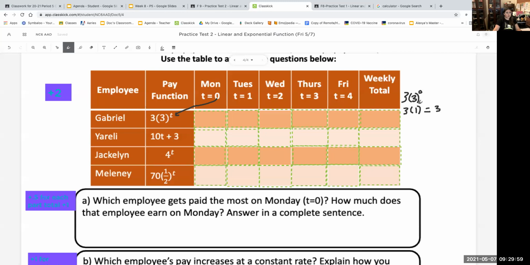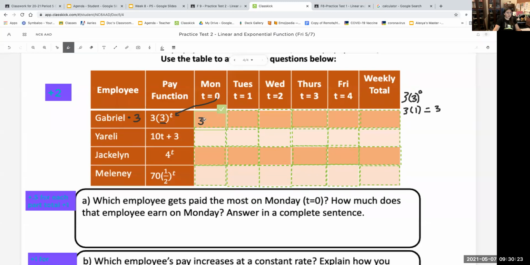So remember, 3 to the 0 is always going to give me 1. And then we're going to multiply it by 3 to get 3. Someone just told me in chat, this is an exponential function, and I see it's a whole number, so I know I'm going to be multiplying. What am I multiplying by? Again, this is a whole number, so I'm going to be multiplying by 3.